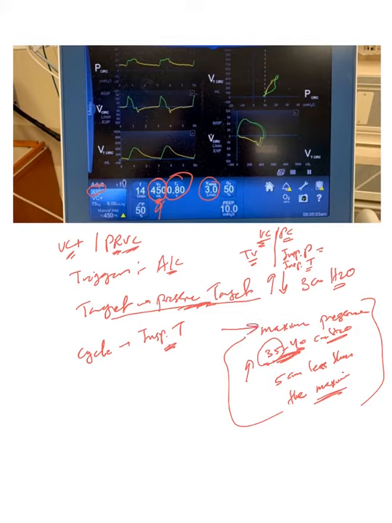So that's usually what pressure regulated volume control, or VC plus, is. Seems pretty ideal, right?